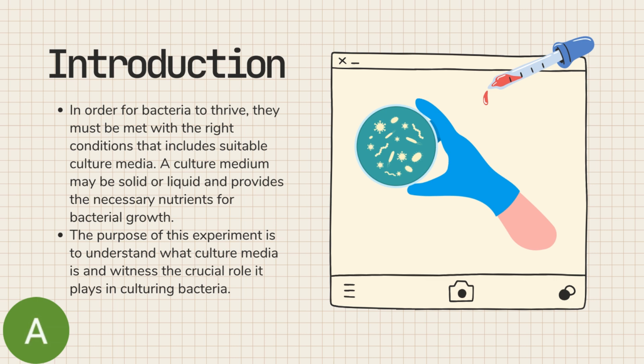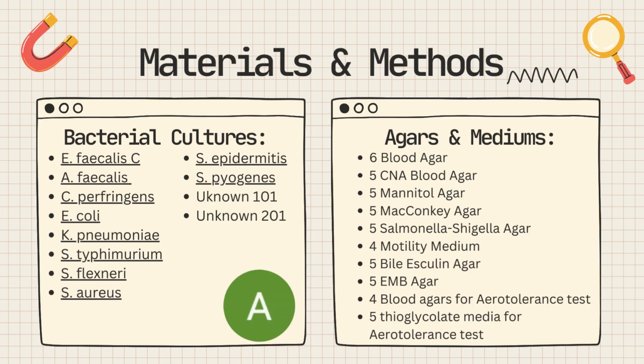When conducting this experiment, the bacterial cultures needed are E. faecalis, A. faecalis, C. perfringens, E. coli, K. pneumonia, S. typhimurium, S. flexneri, S. aureus, S. epidermidis, S. pyogenes, and of course the unknown samples, in this case 101 and 201.